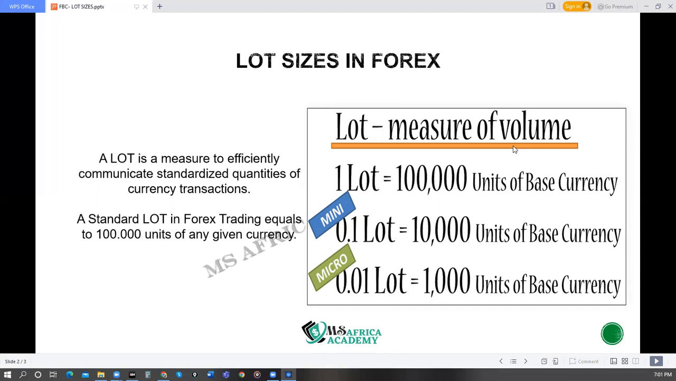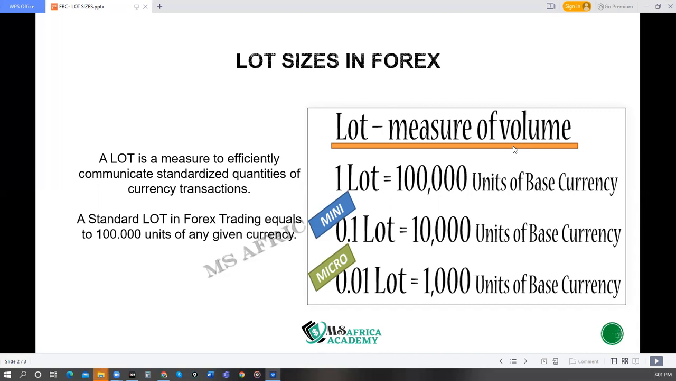Is that clear? You want to know what quantity you are going to be trading. You're not just trading for trading's sake. Of course, you can't even trade for trading's sake. You can't just go into the market and decide that you're buying currency without knowing what amount you're going to buy or what quantity you're buying. So lot size is the quantity you're buying.